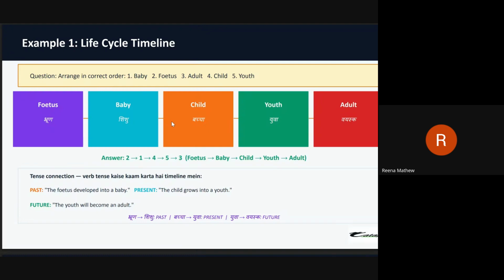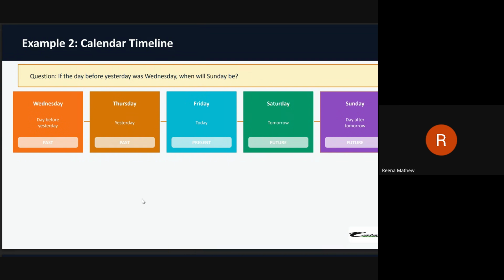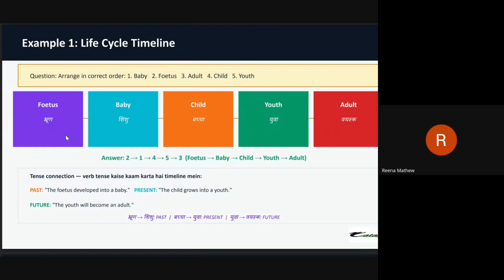Okay, the child grows into a youth. So isme I've used present tense. The youth will become an adult. So that is a future tense, right? So the reason I'm teaching you this is to get the timeline right. Okay, to understand tenses, to understand chronology. Okay, fetus ka spelling, you guys are getting it wrong. It's okay. Fetus. Okay. Yes, we'll move to the next question.